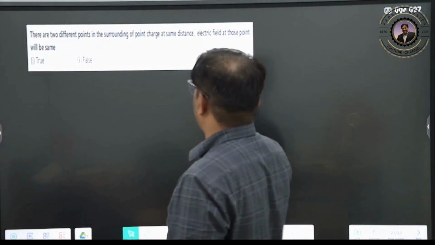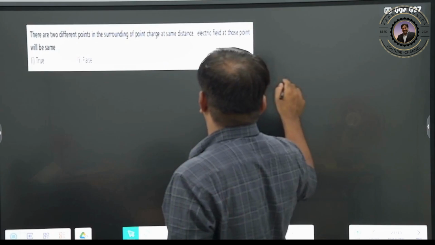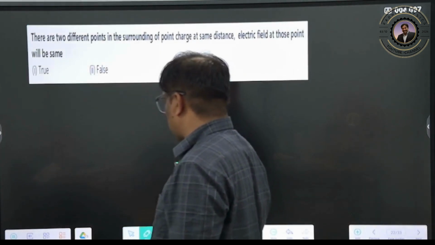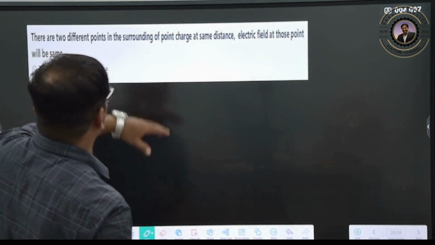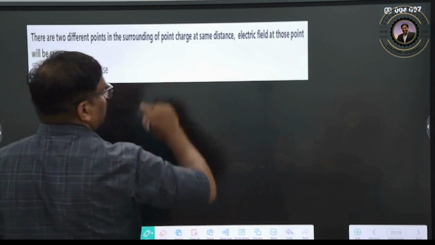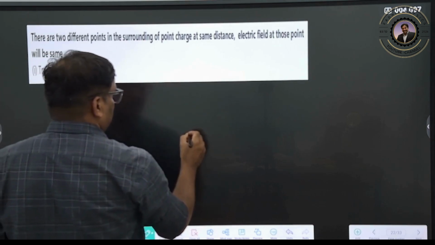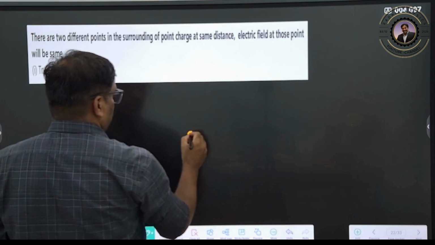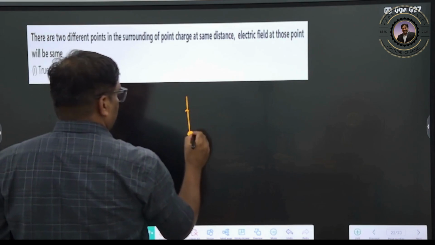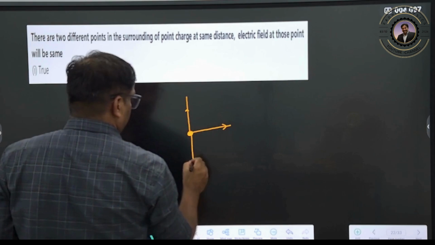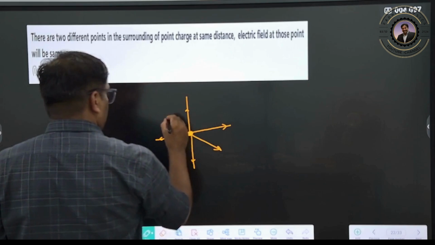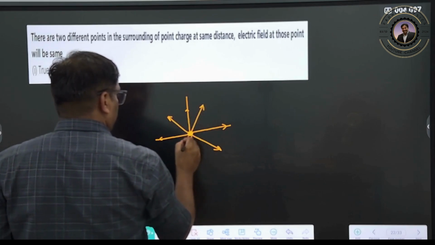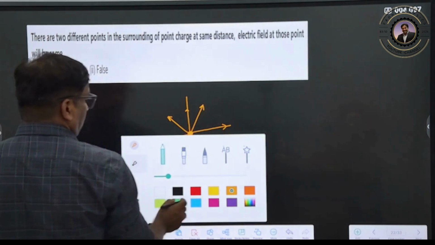Right. This is one confusion question. Most of the students will get confused. This is a simple question only, but it will be slightly confusing. So what are there: two different points on the surroundings of a point charge at the same distance. That means there is one point charge. So these are your electric field lines.